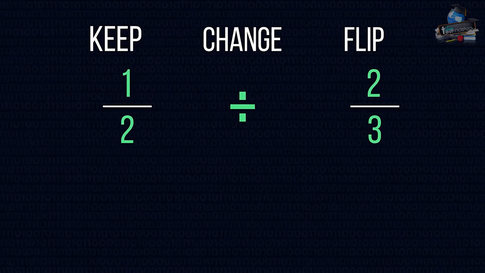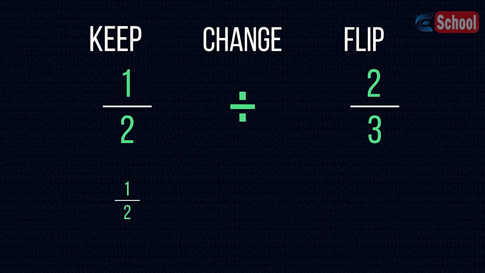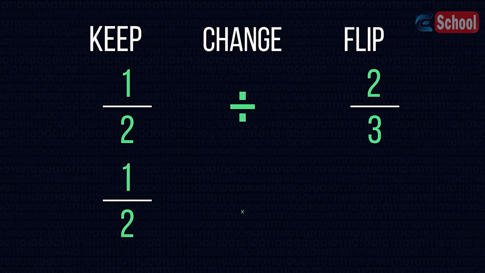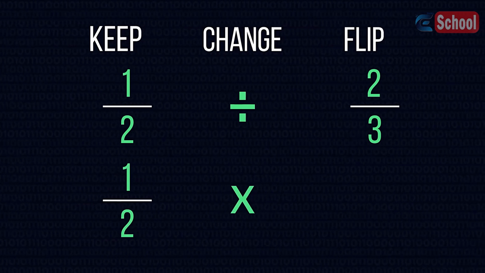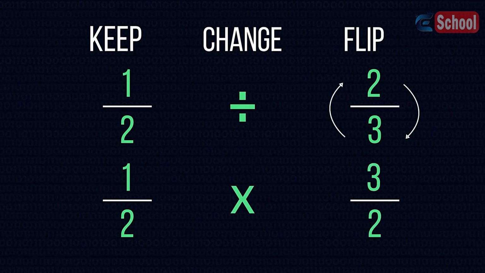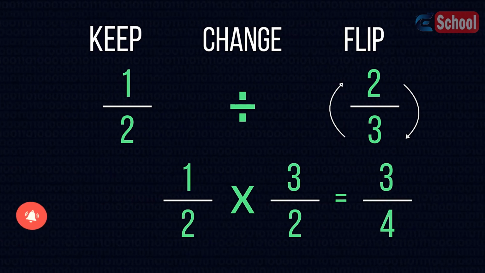So, to divide, we use keep change flip. This means that we keep the first fraction the same, we change the divide symbol for a multiplication symbol, and we flip the second fraction upside down. We then multiply the fractions together as before.